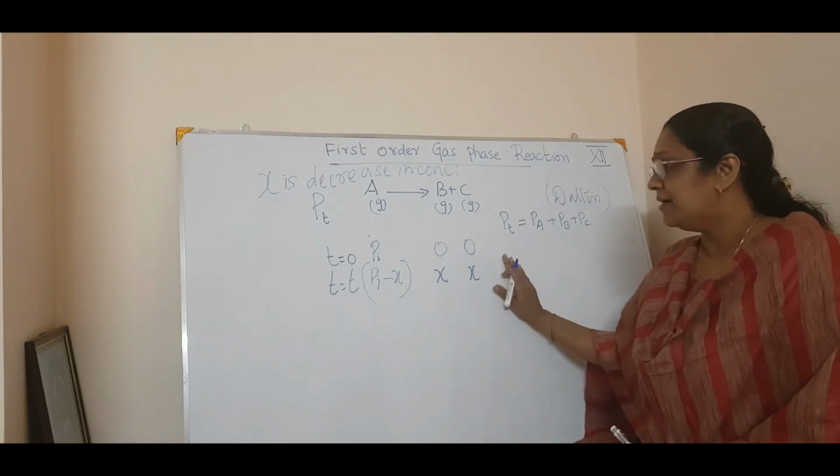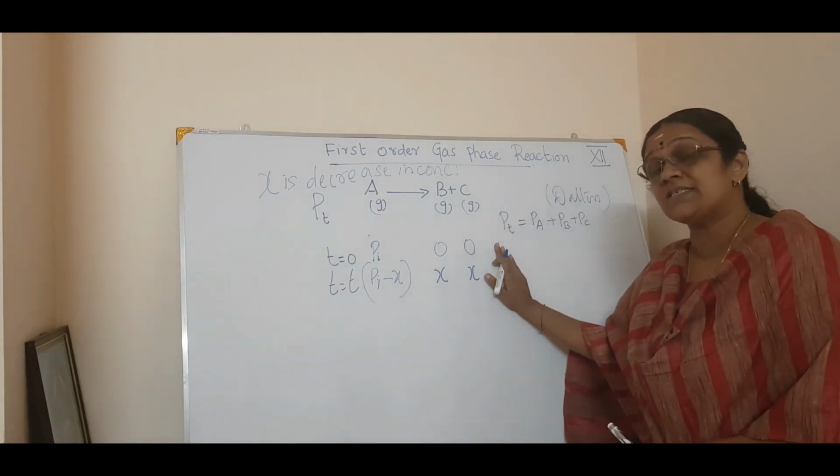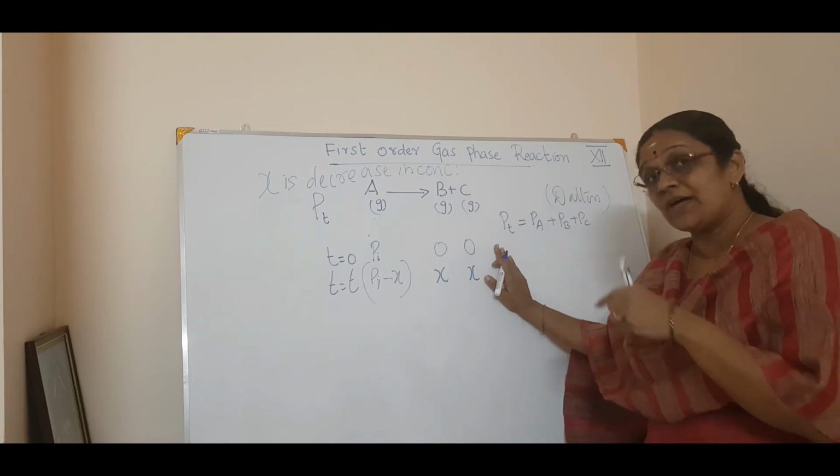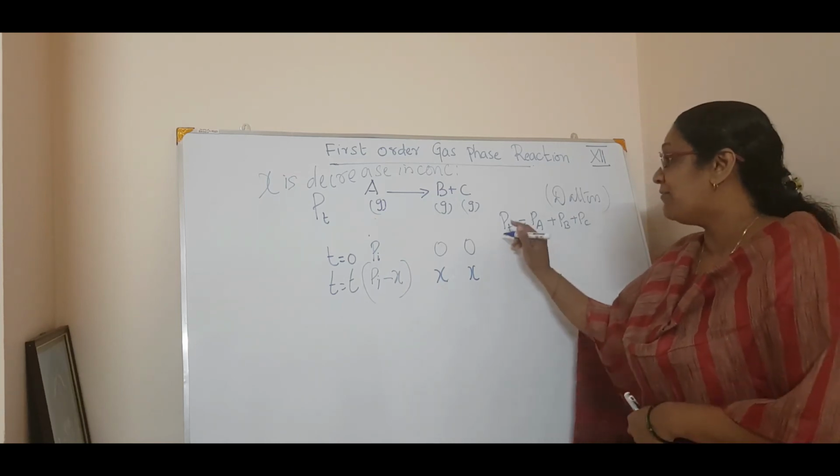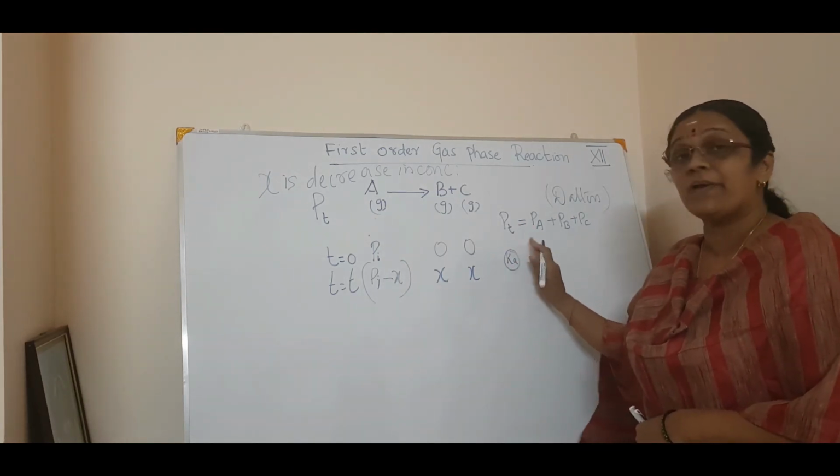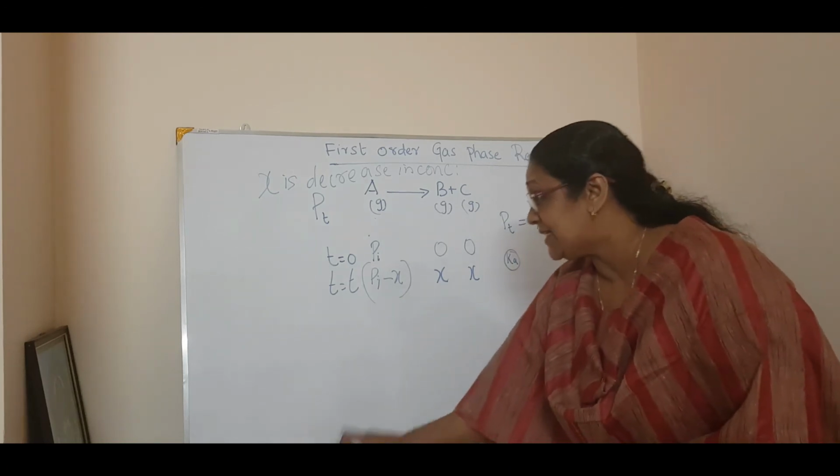Is it clear? This type you have studied in last year's chemical equilibrium. If alpha is the degree of dissociation, we have calculated the Ka, if you are remembering.